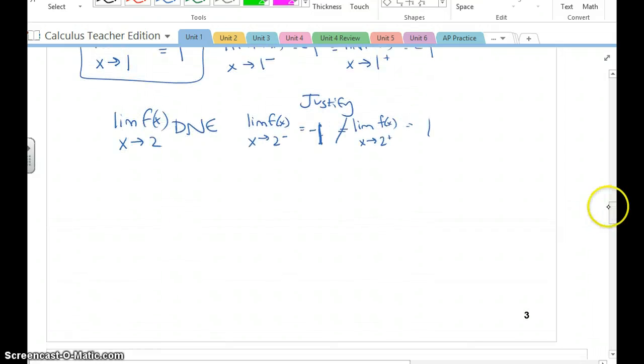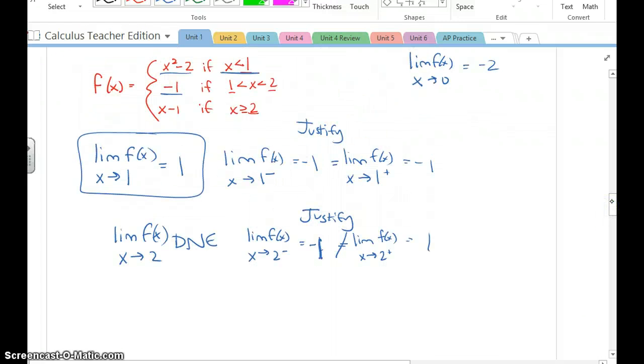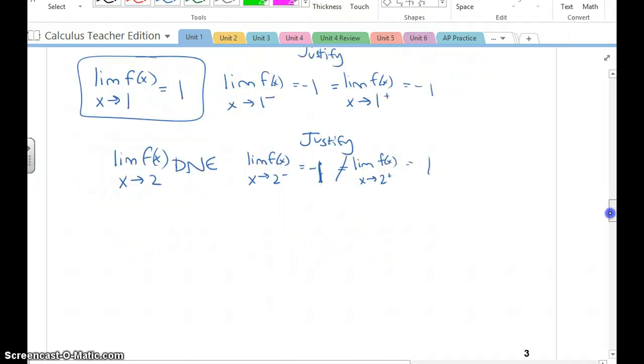So if I'm looking at the limit of f of x as x approaches 2, I'm interested from the left and from the right. From the left, it's just equal to -1, and from the right, it's equal to +1, right? When I substitute in here, x is greater than or equal to 2, I'm getting +1. They're not equal, so the limit of f of x as x approaches 2 does not exist because the two sides do not equal each other.